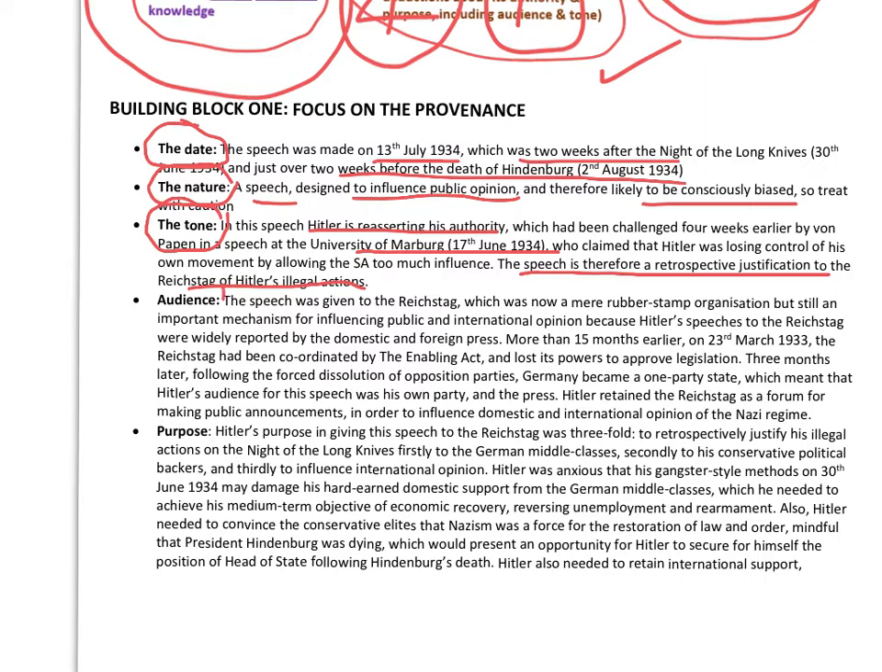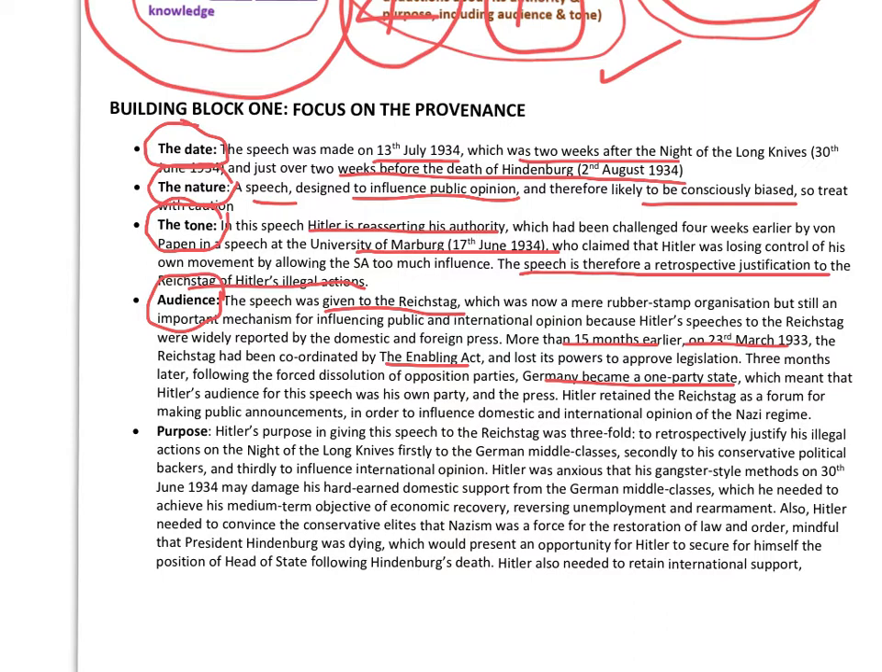You've also got to consider the audience. So again, immediately, Hitler was speaking to the Reichstag. But again, you're an A-level historian. By this point, you would take your own knowledge. As I said earlier, you knew that 15 months earlier, the Enabling Act had basically turned the Reichstag into simply a rubber stamp, because it no longer had the power to legislate, to approve laws. Germany was now a one-party state, so the Reichstag no longer consisted of multiple political parties. It only consisted of one political party, the Nazis.